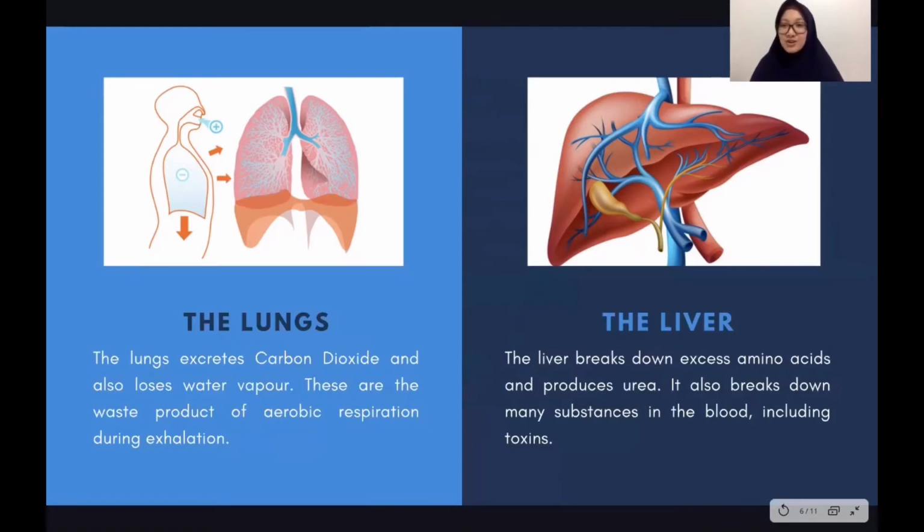And the second excretory organ, the liver. The liver breaks down excess amino acids and produces urea. It also breaks down many substances in the blood, including toxins. In advanced level biology, you will be able to get deeper into why the liver works that way and what it brings. The process of breaking down amino acids is going to get more complex. So if you want to learn more about biology, you should continue to the advanced level.